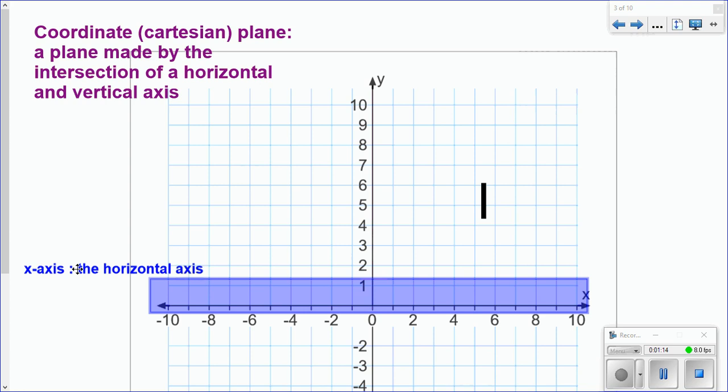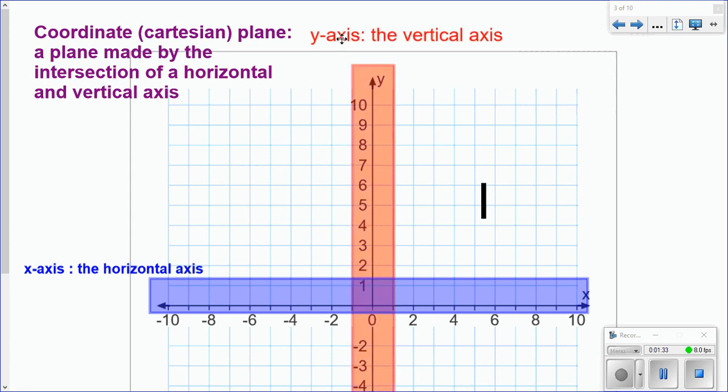Let me just tell you what's labeled. So the coordinate plane should be your first blank on that graph picture. And then the x-axis would be the 5th blank. Okay, the next one is the y-axis, which is the vertical axis. That is the last blank on your graph.